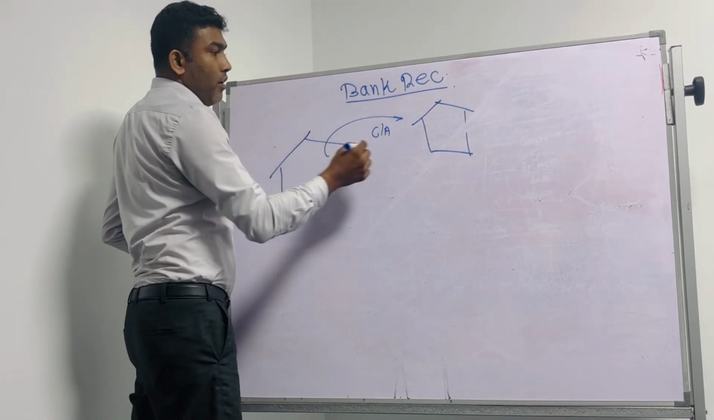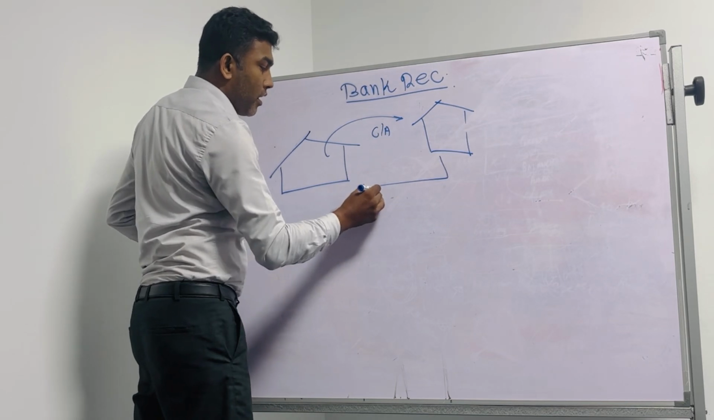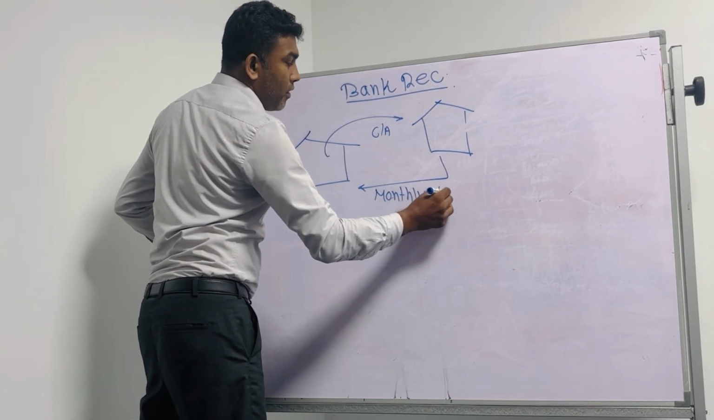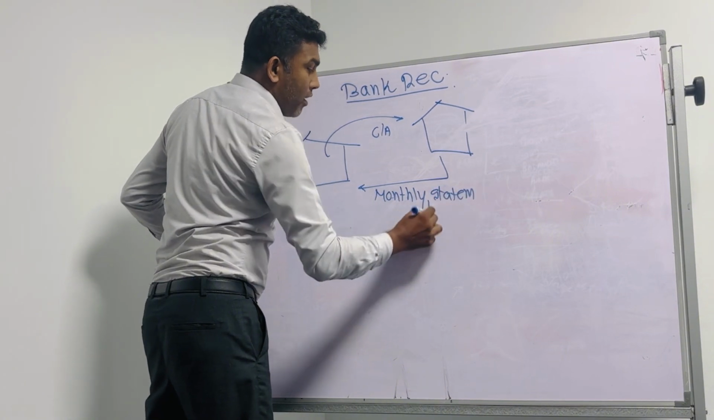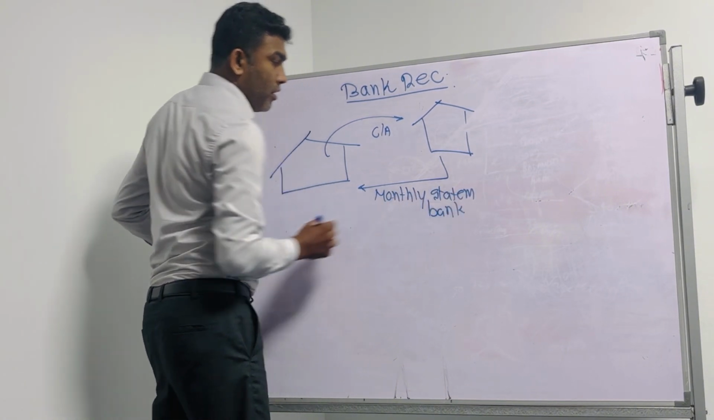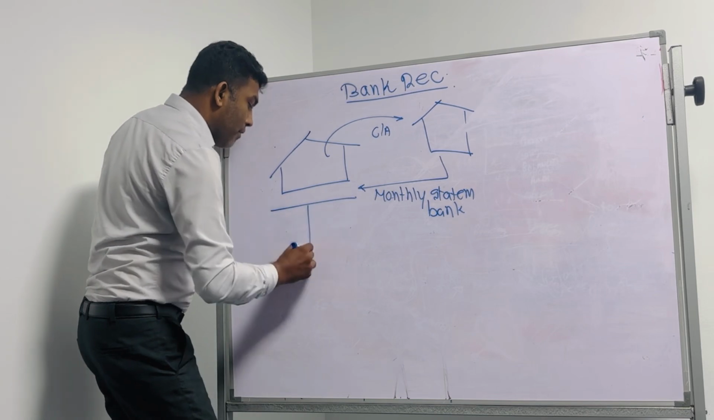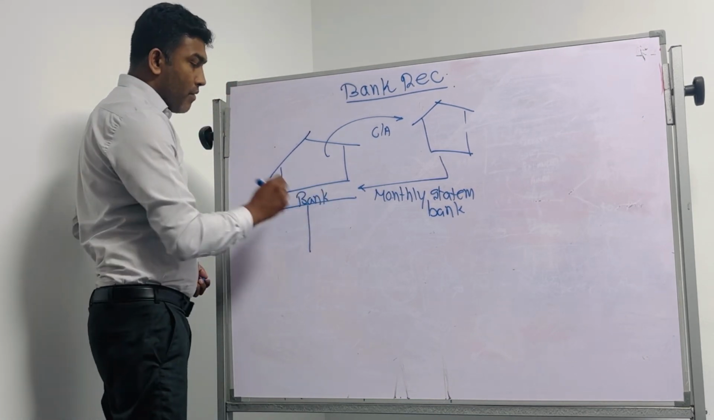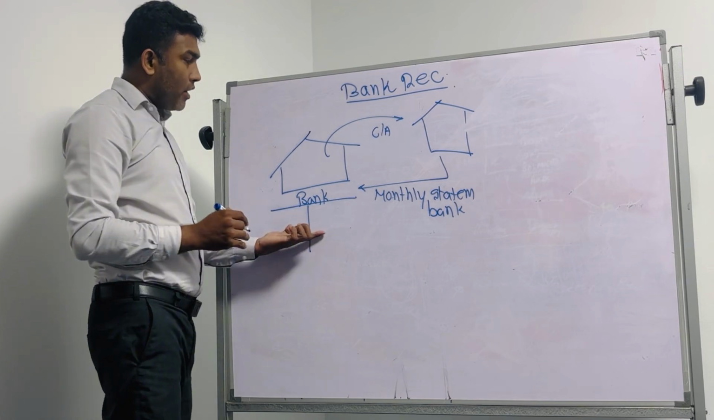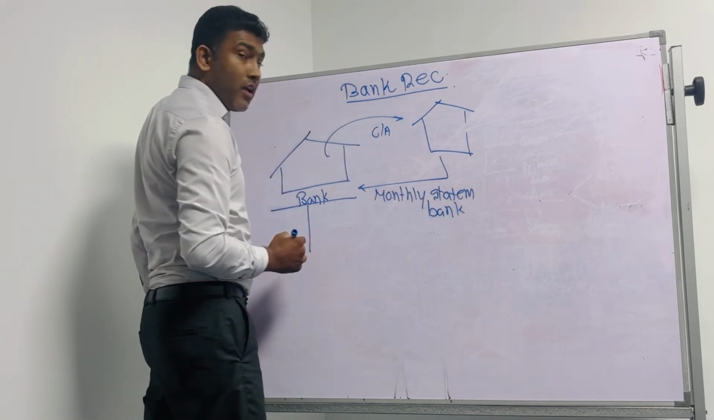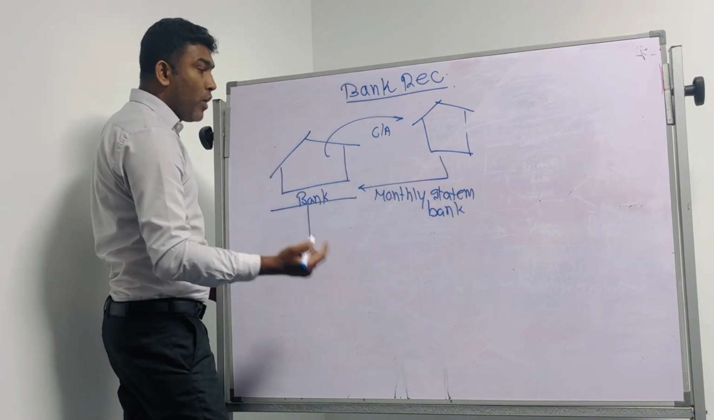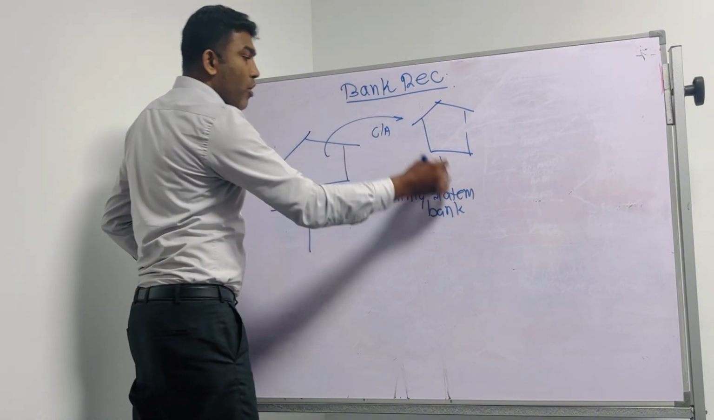The bank will send you a monthly statement, prepared by the bank. We will maintain our bank account in our records. We are maintaining the bank account in our records, and the bank is sending you the bank statement. So these two statements are prepared by two entities. The bank will prepare their own statement.